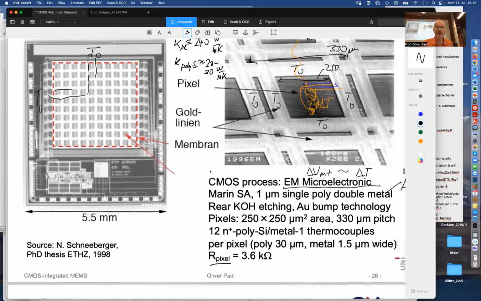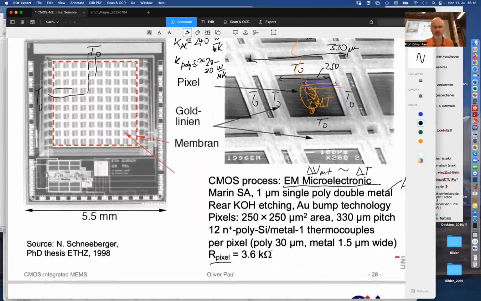And now, based on the pixel resistance, you would be able to determine the noise caused by that pixel. There was this noise formula, square root of 4 kB T R times delta F. So for a range of frequencies, let's say 1,000 hertz, to have millisecond thermal resolution, that would then make a noise of 4 nanovolt for a kilo times 4.